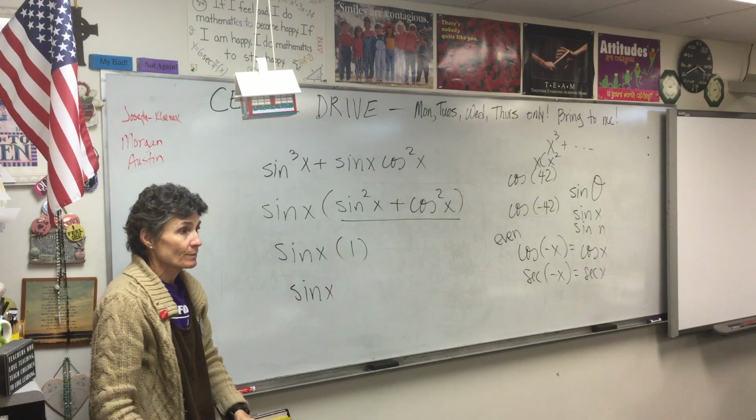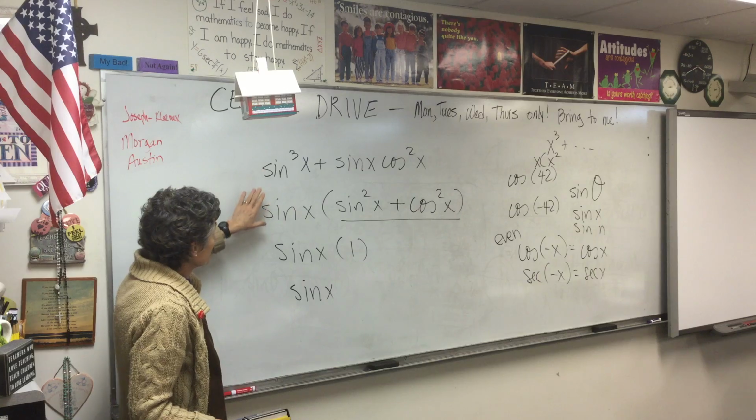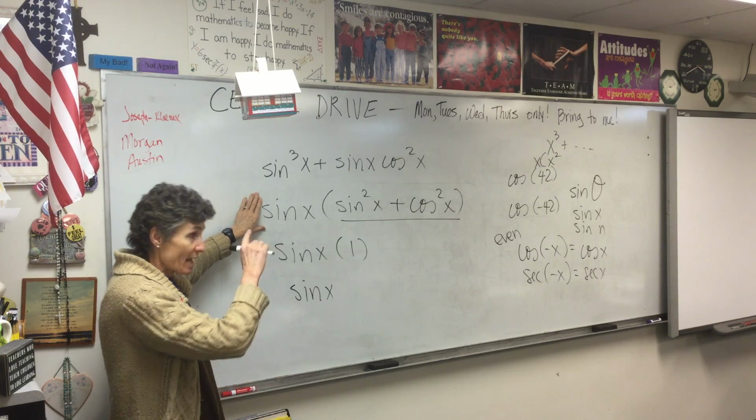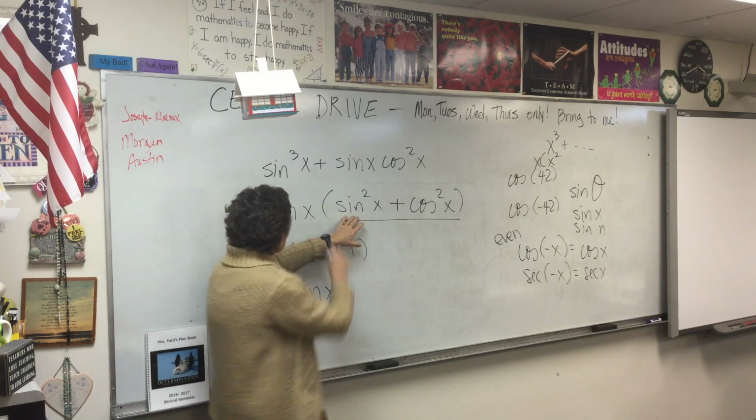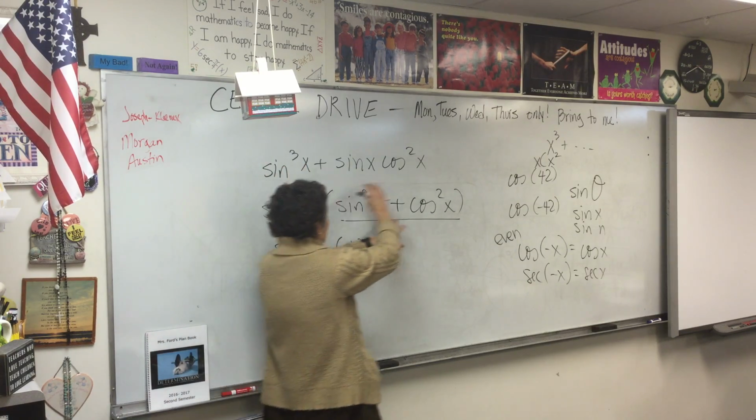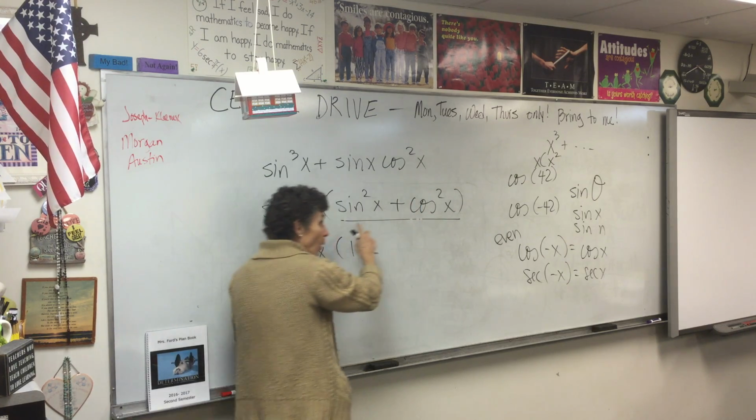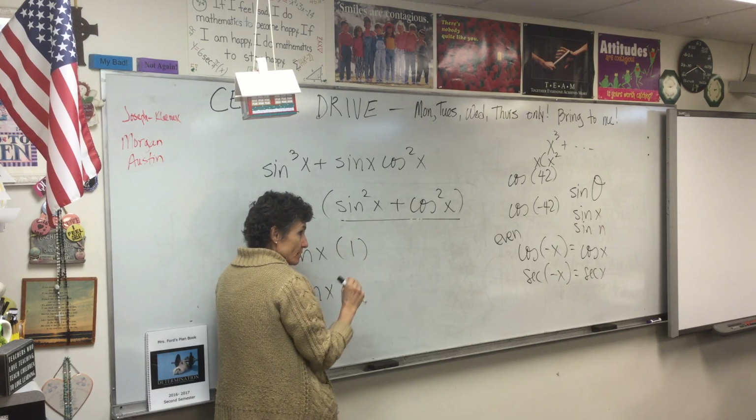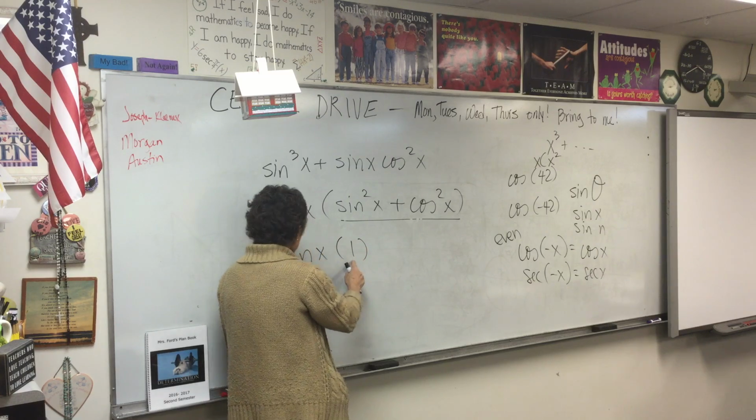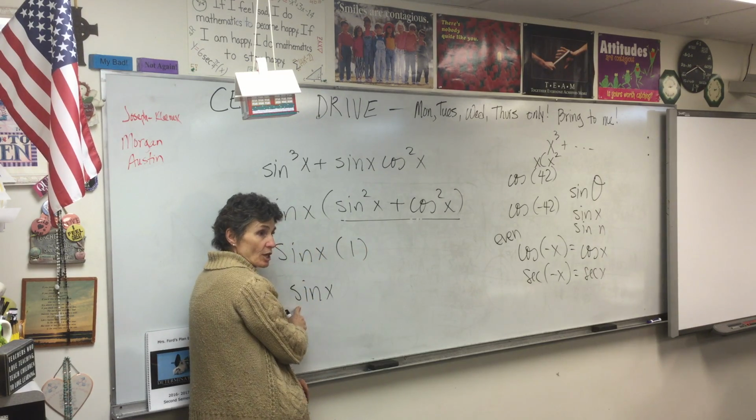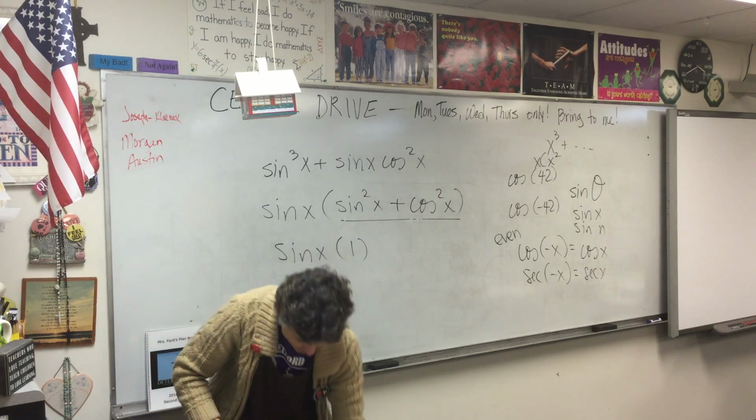That's the answer. So this big ugly thing, we took out a sine because we had a common factor. Both pieces had a sine. That left us with sine squared and cosine squared. But that is 1. It's on your green sheet. Those are called identities. They're true. So that's just a 1. So you have sine times 1, which is just sine. Whew, that's good. Let's try another one.